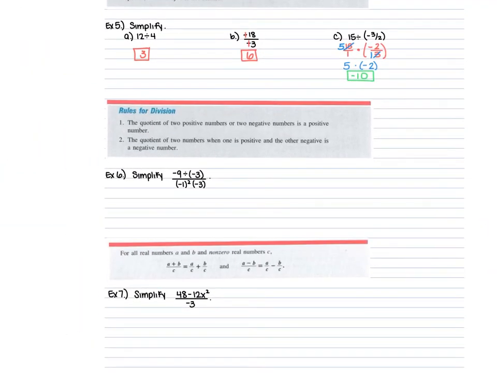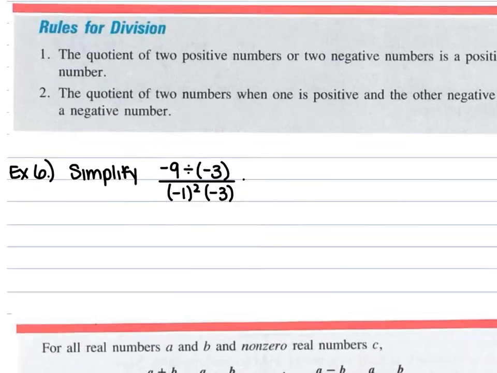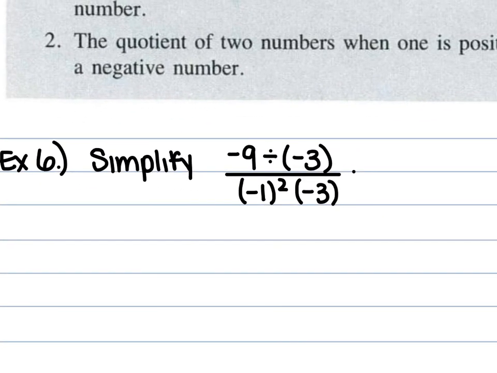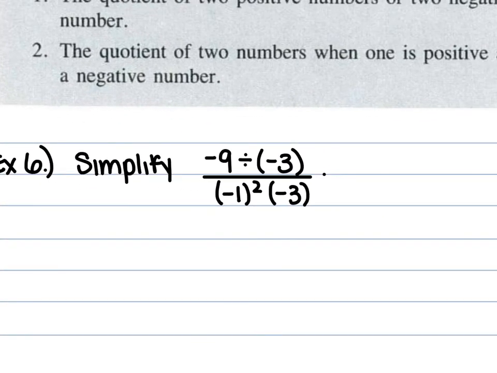For division within your fractions, remember, you have to use your order of operations with this. So when you're looking at this example for number 6, we have negative 9 divided by negative 3 all over negative 1 squared times negative 3. So do the negative 9 divided by the negative 3 first. A negative divided by a negative gives us a positive. 3 goes into 9 three times.